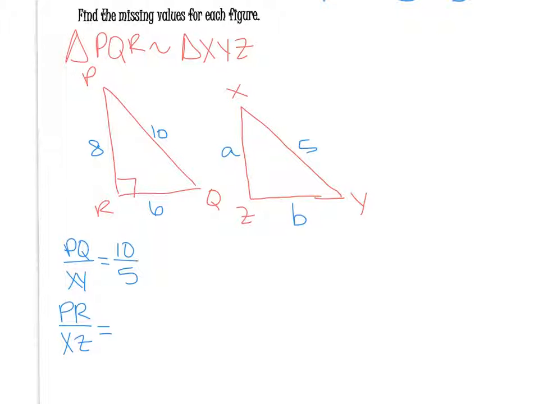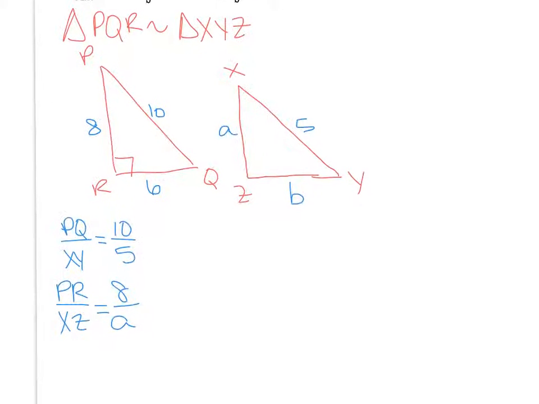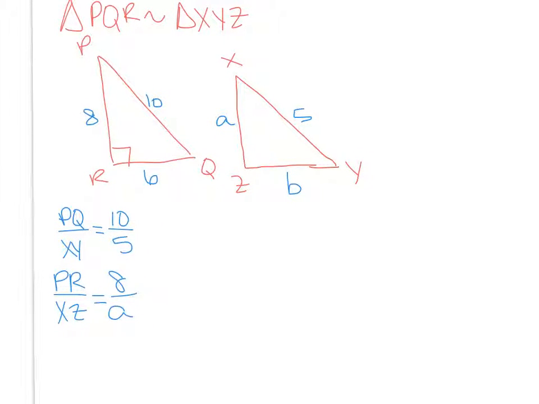XZ. Okay, and what does PR measure? 8. And what does XZ measure? A. And then the last one, what's my last remaining side? RQ, QR, whichever one means the same thing. And which side corresponds to QR? YZ. And what does QR measure? 6. And what does YZ measure? B. Okay, once again, don't have to do this, but this is the way I found that is easiest.